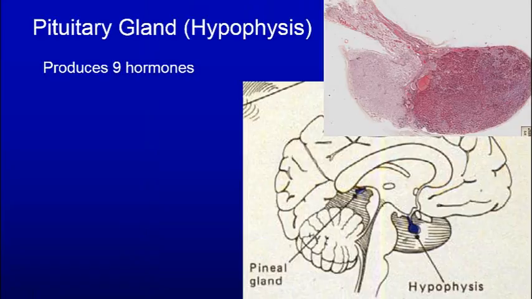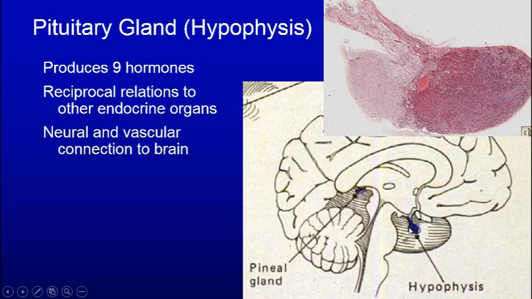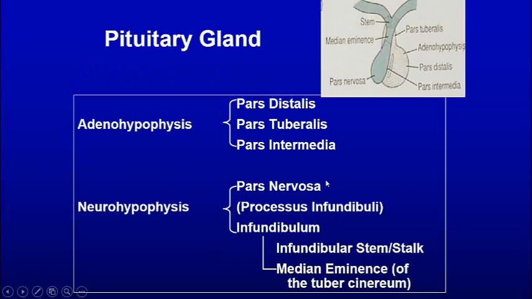Now, the pituitary gland, or the hypophysis, as we can see through there, is located right below the hypothalamus and produces nine hormones. It has a reciprocal relationship with the other endocrine organs. It stimulates organs and they stimulate it. It has neurological and vascular connections, and we'll talk about the vascular connections that go here, and also the nervous connections that are attached to the hypothalamus. It's located in a key place for a neuroendocrine system to develop. The brain tells the hypothalamus to secrete releasing hormones, which stimulate the pituitary to stimulate the various organs. So you have the brain regulating the pituitary function.